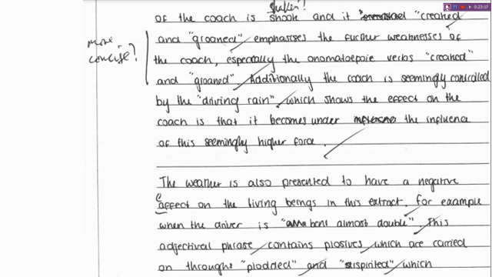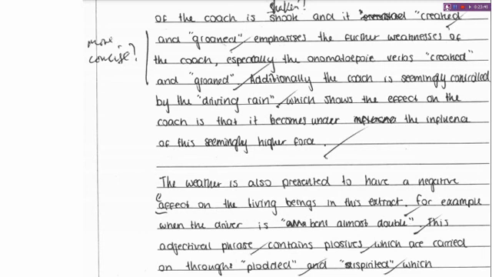So you see, again there, it's now building on that earlier point. Notice once again more short, sharp quotations being drawn in to do that. Additionally, the coach is seemingly controlled by the driving rain, which shows the effect on the coach that it becomes under the influence of this seemingly higher force, something like that.